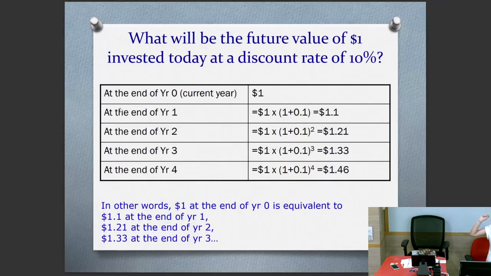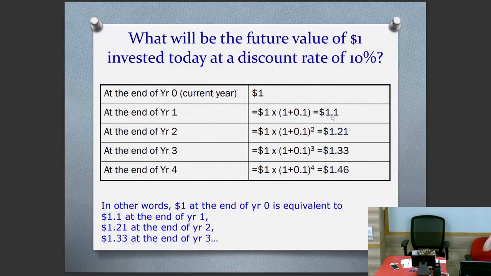So let's take a look at this case. What will be the future value of $1 invested today at a discount rate of 10%? Like putting $1 in the bank. Current year means now, so $1 is $1. But at the end of year 1, after 1 year, I put the $1 in the bank, and the bank gives me 10% interest rate. It means that 1 year later, I can get $1.1.